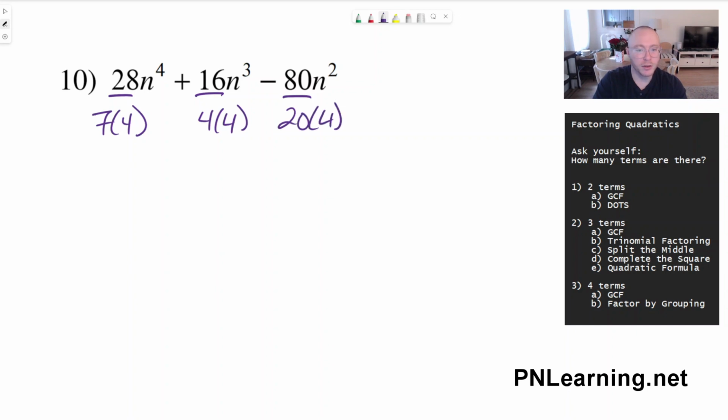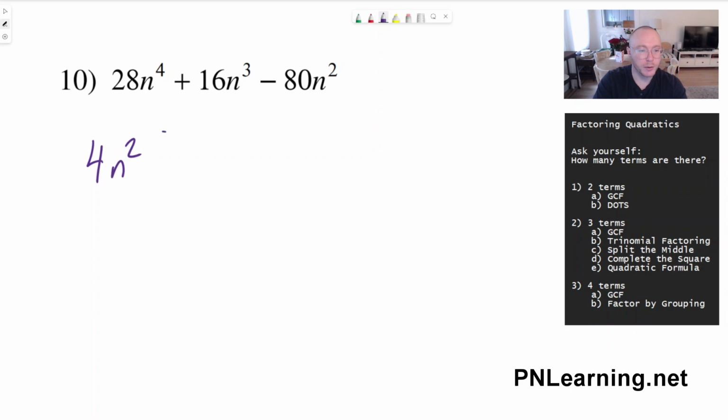Is that the greatest common factor? Well, I think it would be, right? Because 7 and 4 and 20 then don't have a common factor. So your GCF here is going to be 4. But you also have n's in each one of these terms. So we're going to take the n with the lowest power, so n squared. So altogether, our GCF will be 4n squared.